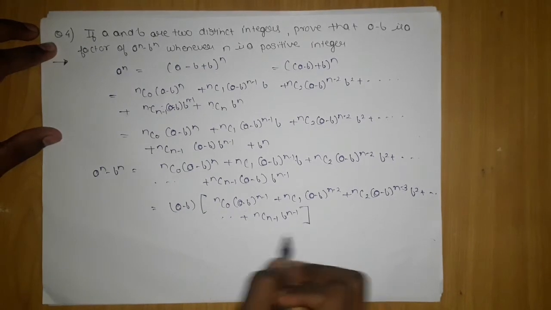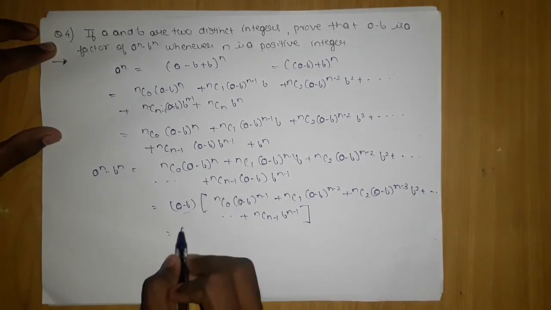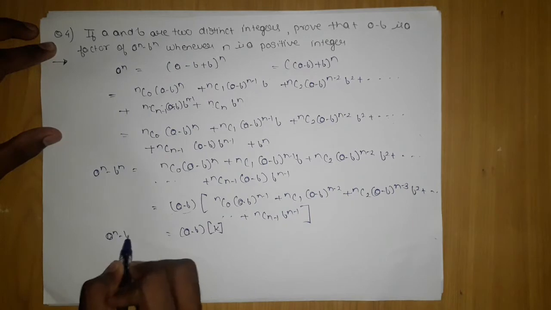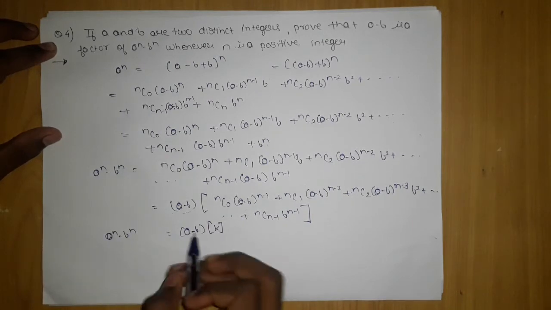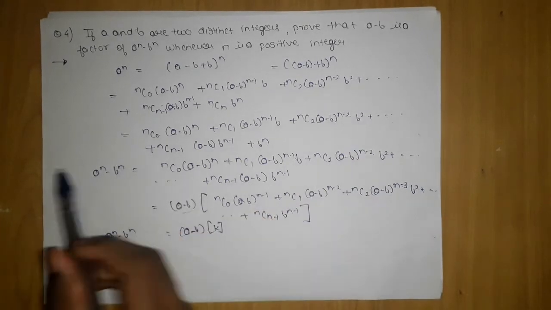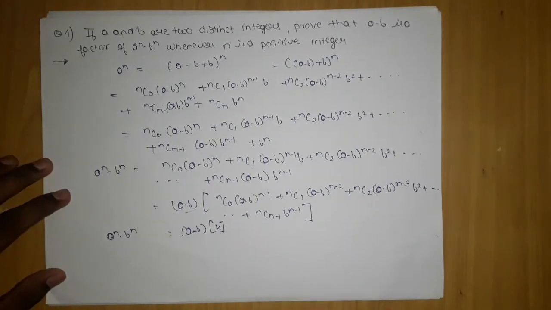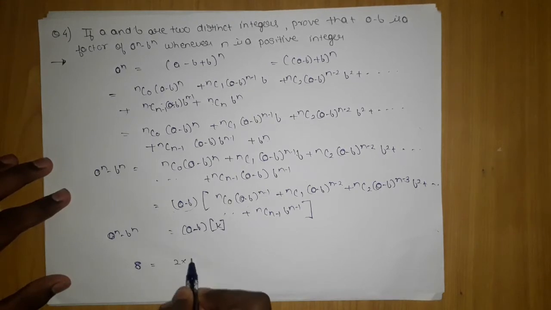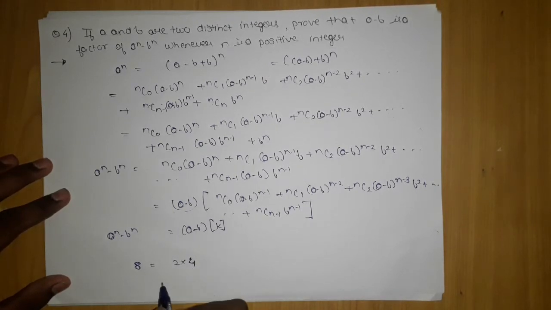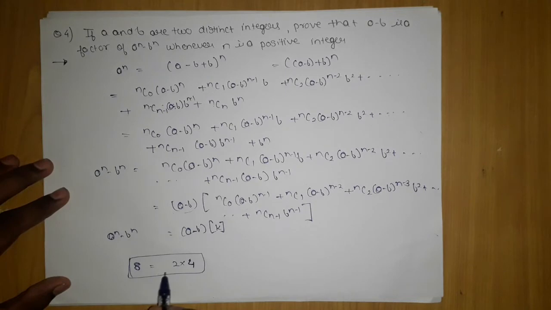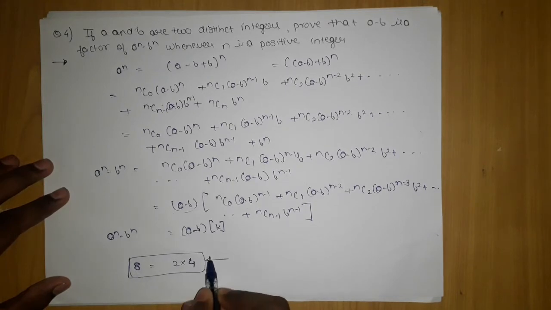So here we got a minus b common, and we can write the remaining thing as some constant k. If it can be written like this, it means that a minus b is a factor of a power n minus b power n. Now how can you understand this? Suppose I write 8 as 2 into 4, so 2 is a factor of it. So if you can express anything in this format, it means that this is a factor. 2 is a factor of this 8.